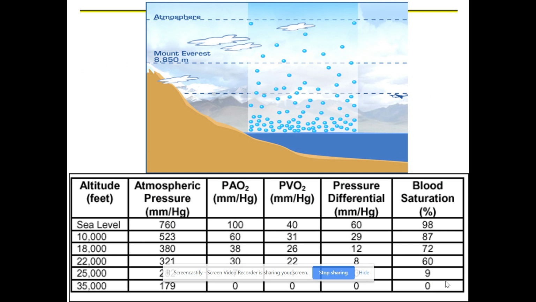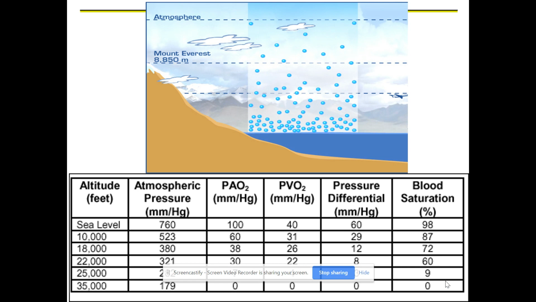Well, if we apply this same picture to a table and look at it, we can see exactly what happens when you move up. At sea level, remember the pressure is 760 millimeters of mercury, including oxygen and so on. If you look to the far right, you will see that at that pressure, about 98% of our blood becomes saturated with oxygen. As you move up in altitude, look what happens. At 10,000 feet, only 87% of our blood. At 18,000, 72% of our blood. At 22,000, 60% of your blood.